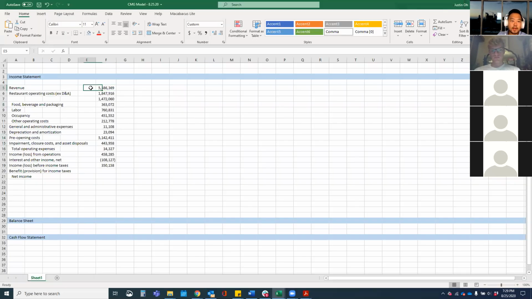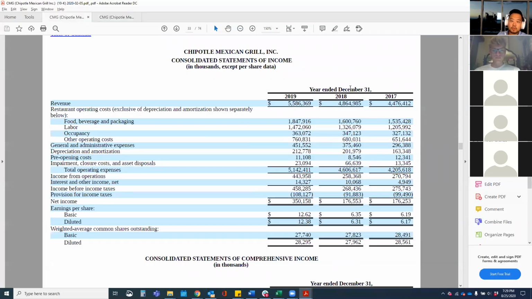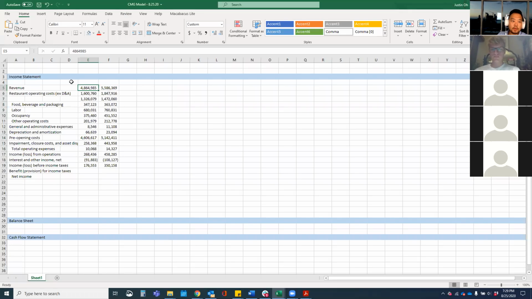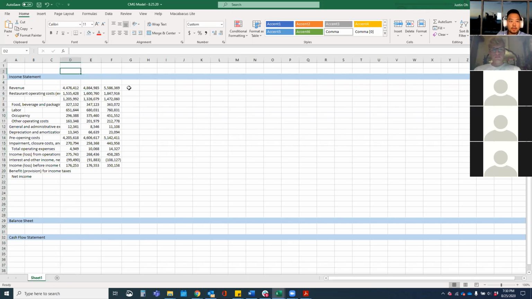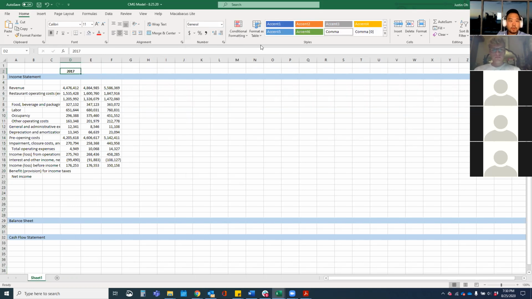And just remember that financials are usually reported kind of backwards. So most recent first, and then the furthest back on the right. But we're usually projecting left to right, since that's how we read. So let's see, get this to be general, bold. This is going to be fiscal year 17, December.